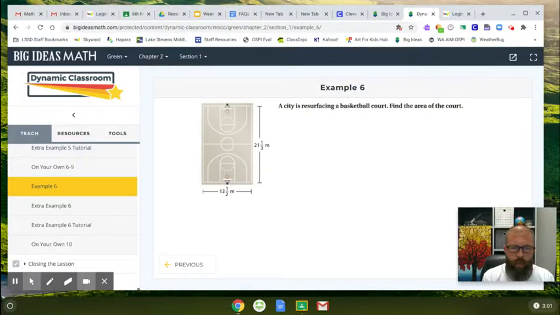All right, we're going to finish up 2.1. This is example 6, and don't get too concerned about these big numbers with fractions. This is just a fancy way to get you to multiply mixed numbers. It says a city is resurfacing a basketball court. Find the area of the court, and remember, to find the area is length times width.